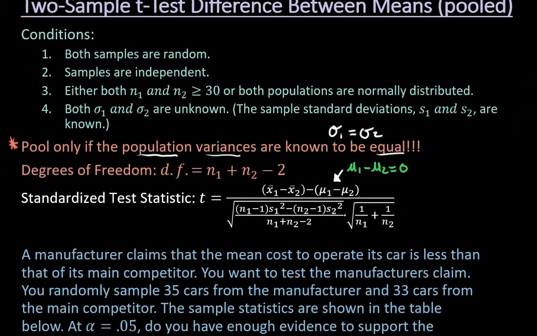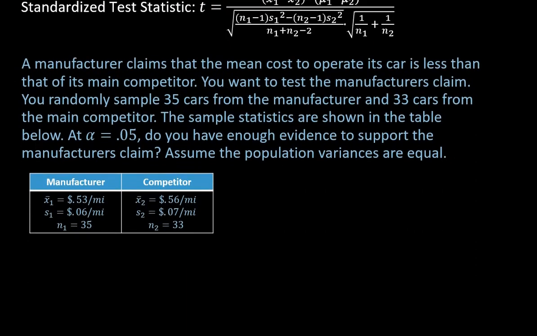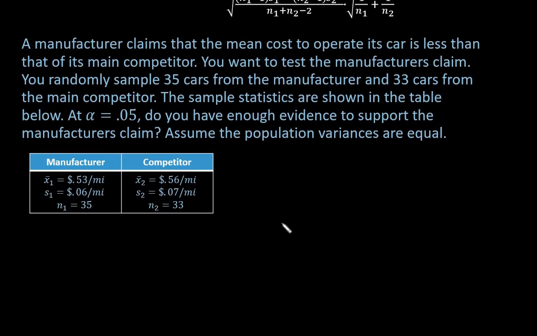So let's go through a problem with this. A manufacturer claims that the mean cost to operate its car is less than that of its main competitor. You want to test the manufacturer's claim. So you randomly sample 35 cars from the manufacturer and 33 cars from the main competitor. The sample statistics are shown in the table. At alpha equals 0.05, do you have enough evidence to support the manufacturer's claim? Assume the population variances are equal.